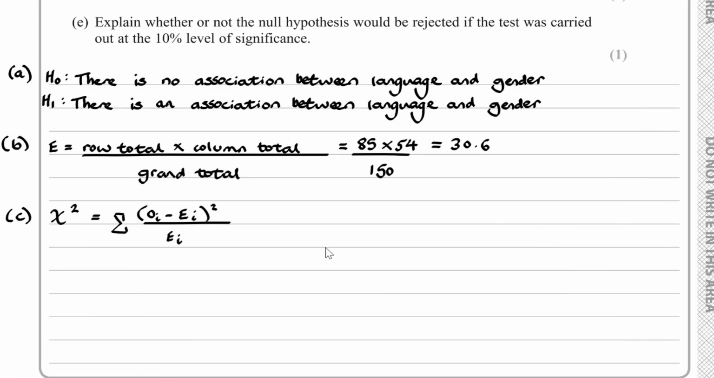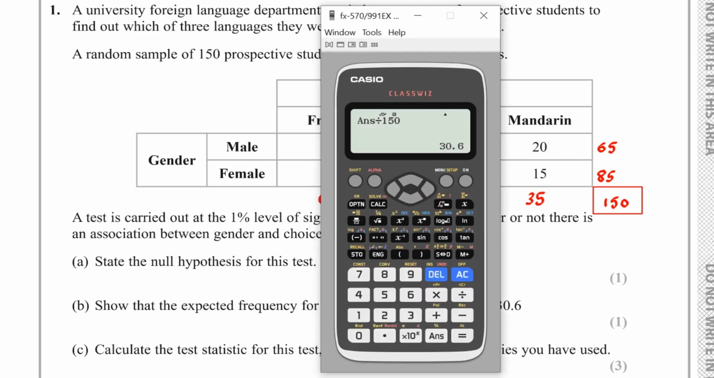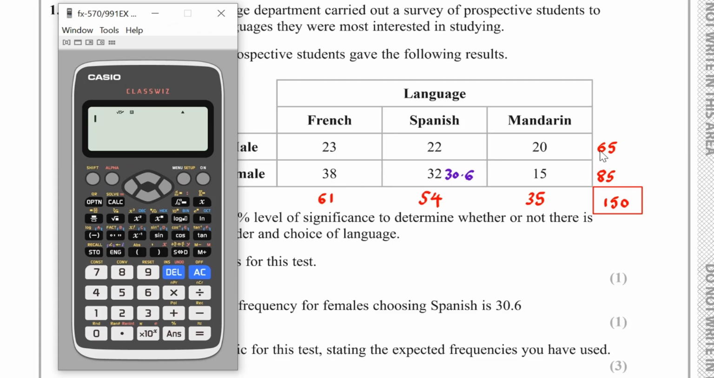So what we need to do is find the expected values for each of these different cells. So for male French, we have 61 times 65 divided by 150, and we get a value of 26.4, etc. Okay, so let's store these values into our calculator. So let's store this into A.